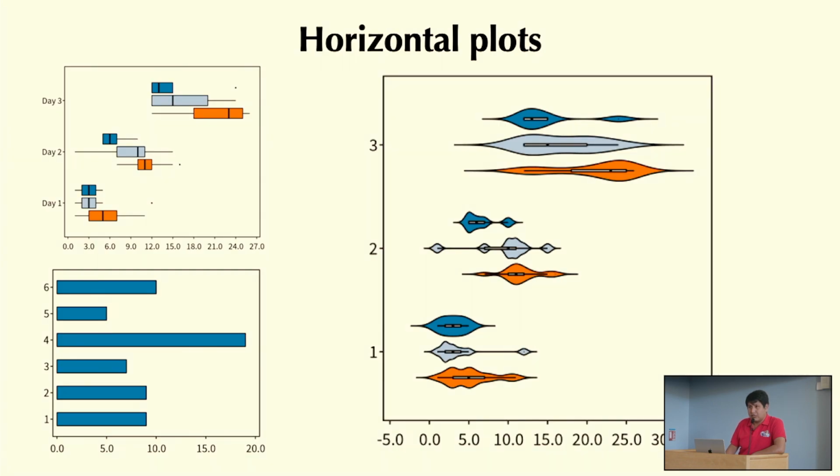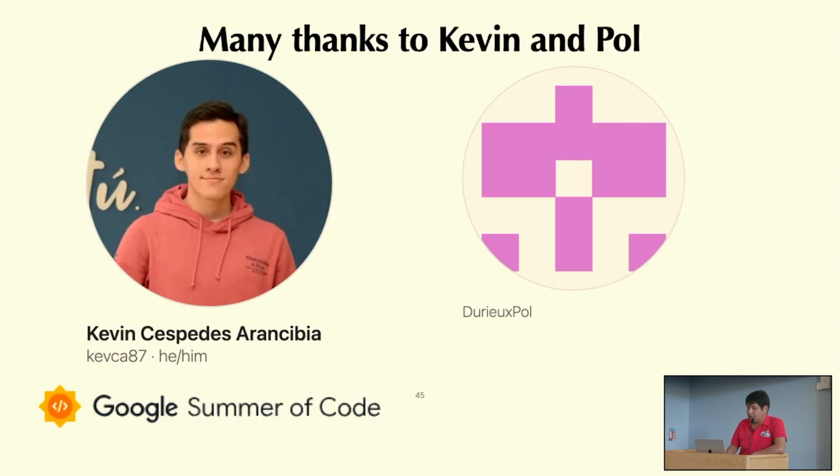And then also, we don't want to reinvent the wheel. Kevin, the student volunteer who worked on this project, created the invert coordinates. So we can technically have horizontal plots for any plot that we have. Many thanks to Kevin Cespedes and to Paul, also an intern at INRIA who worked on this project.